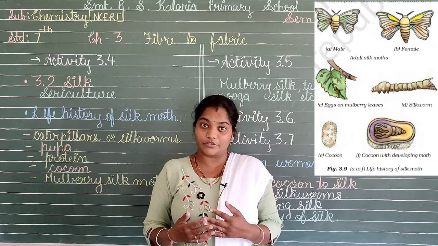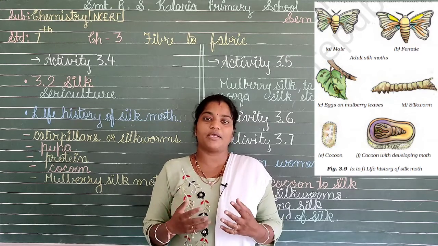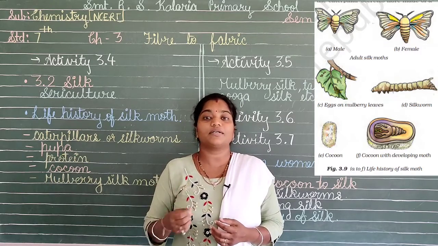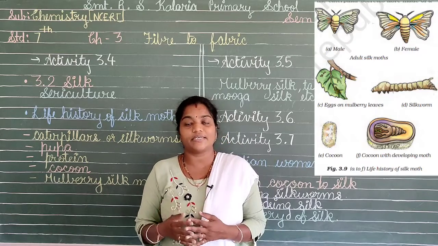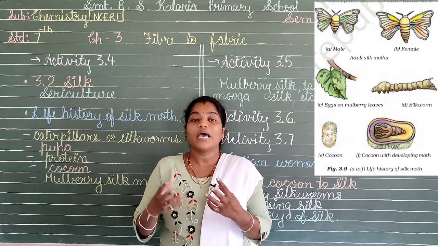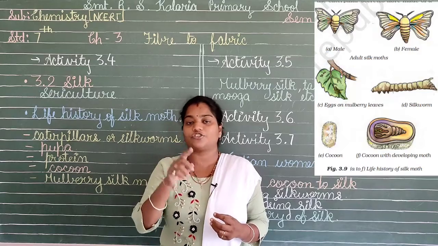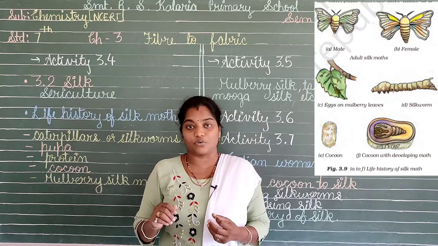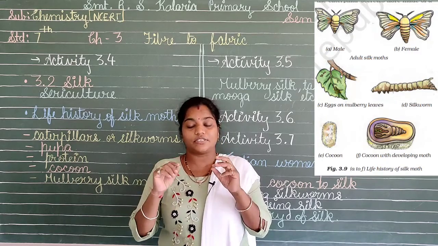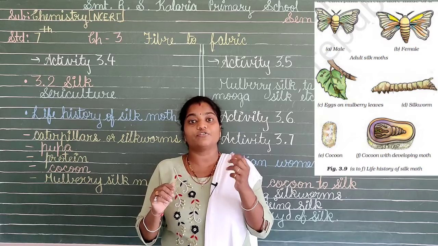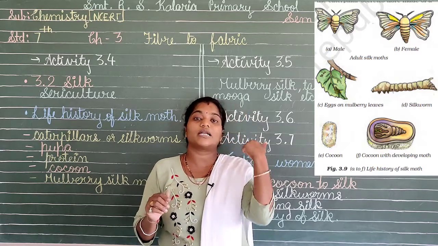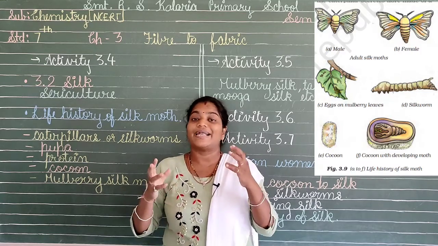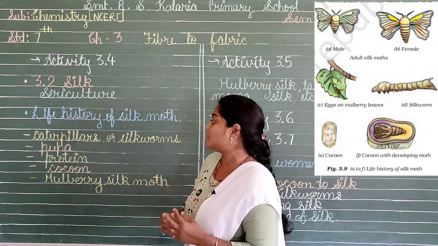When they are converting to the pupa, they will start forming a thread-like structure around their body. They secrete a substance from their mouth, and by rolling their head in a figure-eight pattern, the secretion becomes thread and is woven around their body. This is a beautiful structure which is formed, and it is known as the cocoon.